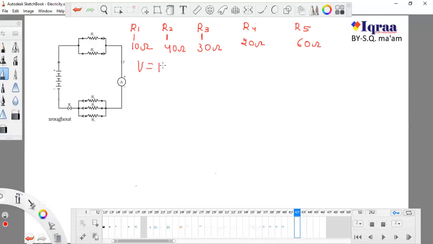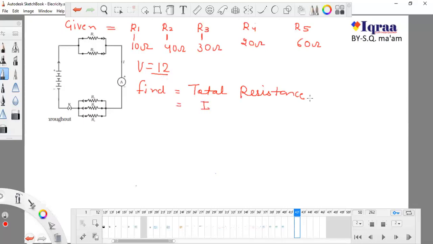V is 12. Now it is asking me to find out the total resistance. This is the given value, this is given to me, and I have to find out the total resistance. It is also asking me to find out I.